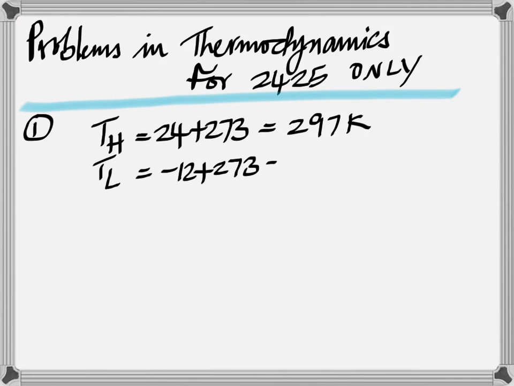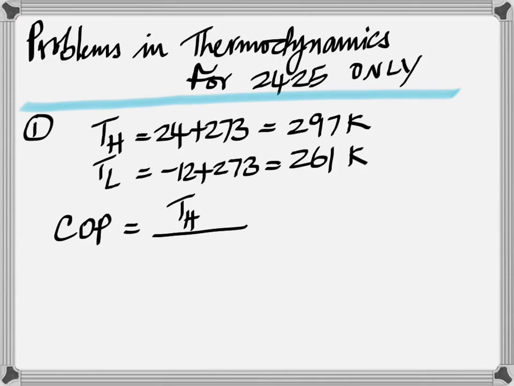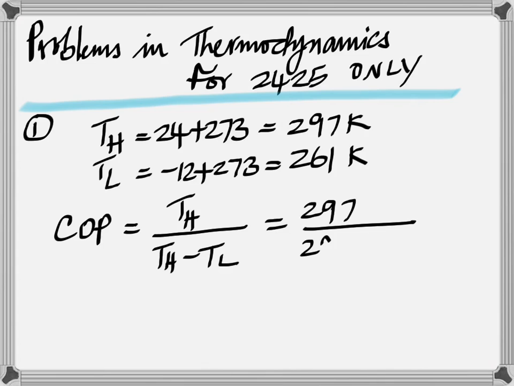TH and TL should always be in Kelvin. And remember that the coefficient of performance of a heat pump is TH by TH minus TL. But for a refrigerator, it would be TL by TH minus TL. That's a very important difference.